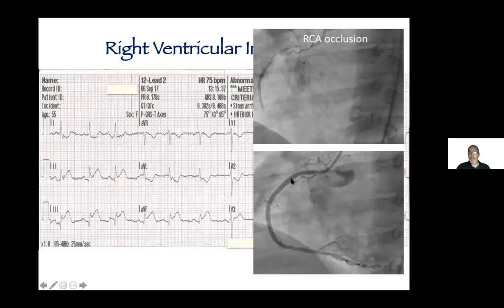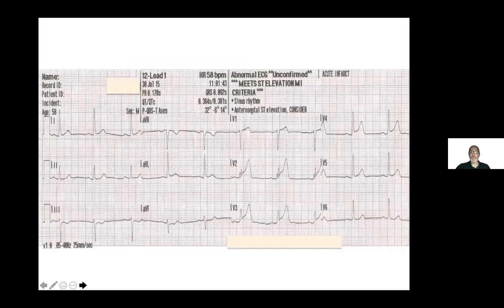So right off here, you're seeing the SA nodal artery. And then down here, you're seeing the AV nodal artery. Well, yeah, she took out all of those. It's a wonder this woman was still even in a sinus rhythm with all of that. But nonetheless, it was a pretty good example of right ventricular involvement.